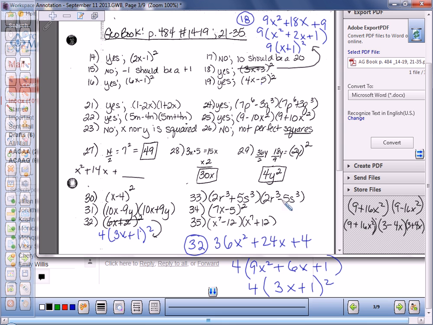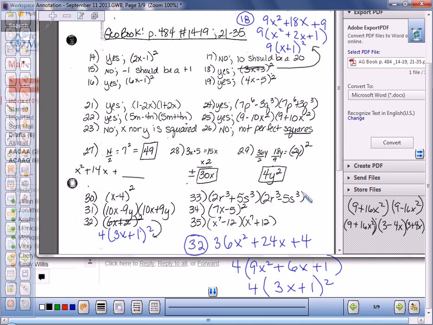Okay? All right. Now, yes, Carter. On 28, could it also be negative 30x because you don't know if it's going to be a negative or positive? Ooh, yes. Good. Plus or minus 30x. Very good.